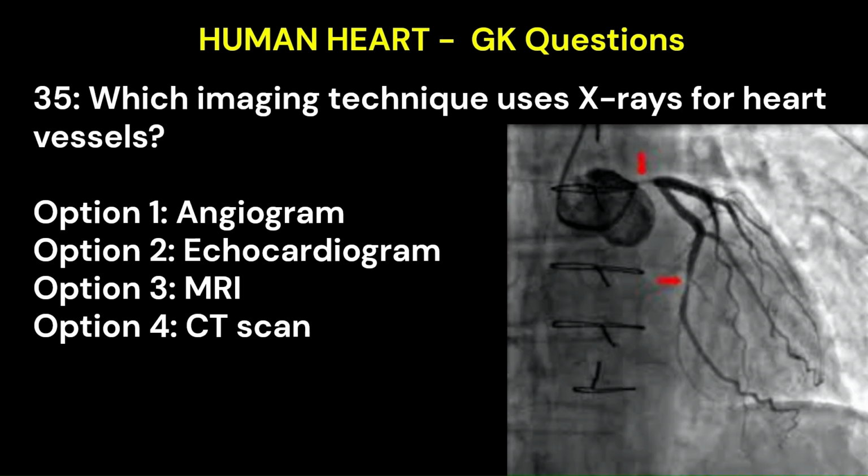Question number 35. Which imaging technique uses X-rays for heart vessels? The options are: Option 1, angiogram. Option 2, echocardiogram. Option 3, MRI. Option 4, CT scan. The correct answer is angiogram. Coronary angiography injects contrast dye into arteries, highlighting blockages on X-rays. It guides stent placement or bypass decisions.